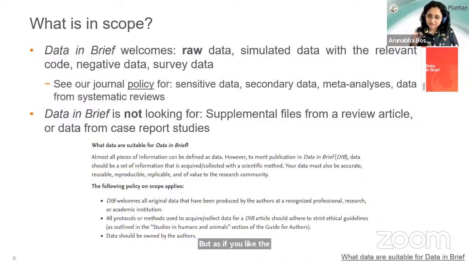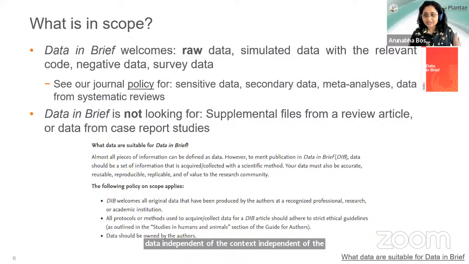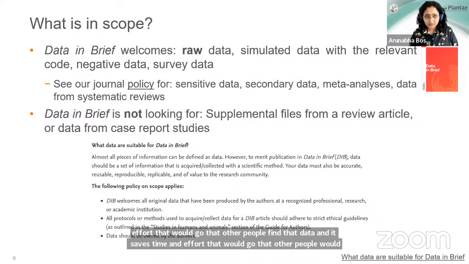And this helps other people find that data, and it saves time and effort that other people would put into replicating that same thing. So they know that this is the data you've collected and that is how it works. That is also within scope. And like I said, survey data.